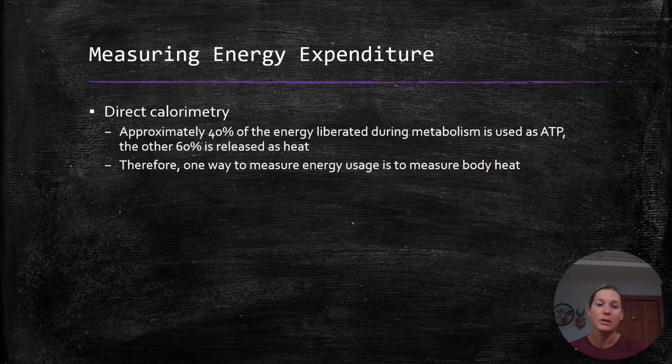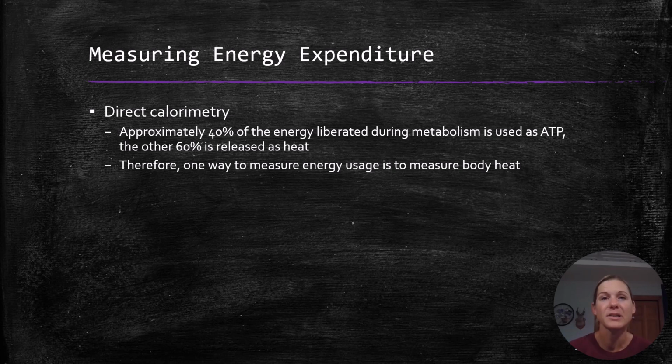Okay, so how do we measure energy expenditure? There are two different options here. We can do something called direct calorimetry, and essentially how this works is imagine being in an enclosed room. What we're trying to look at is heat production. The reason for that is approximately 40% of the energy that we liberate during these metabolic processes is used as ATP, and then 60% of it is going to be released as heat, right? So therefore, one way to measure energy usage or production is through measuring body heat, right?